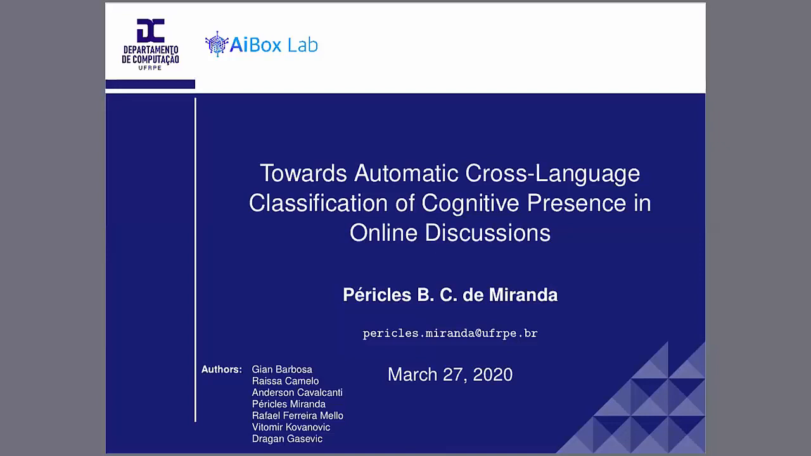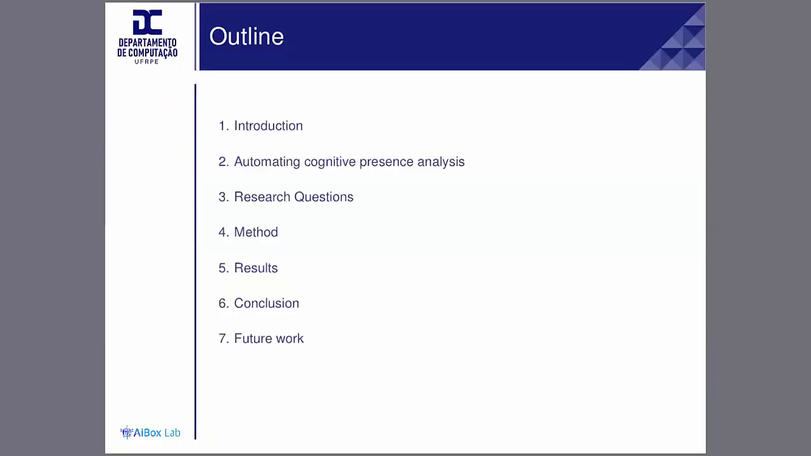I'm going to present a paper made by many hands by Gian, Raissa, Anderson, me, Rafael, Vitomir, and Dragan. The paper is entitled Towards Automatic Cross-Language Classification of Cognitive Presence in Online Discussions. Here's the outline. I will present the introduction, some related works, our research questions, the method, results, conclusion, and some future work.